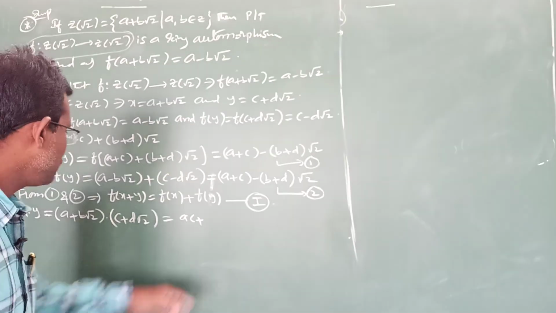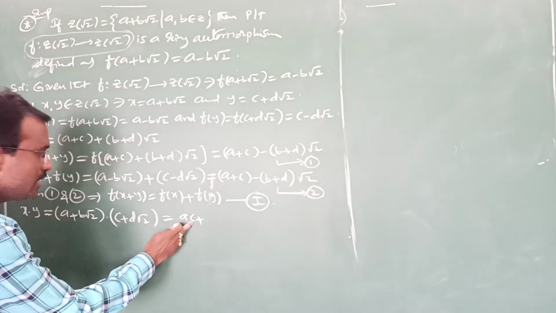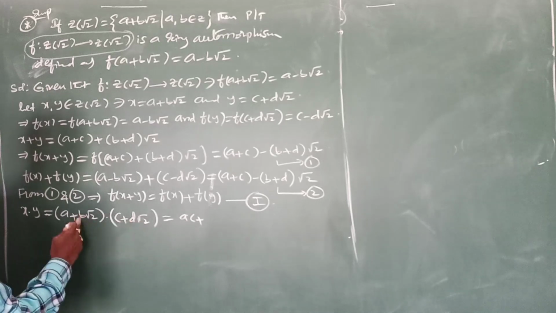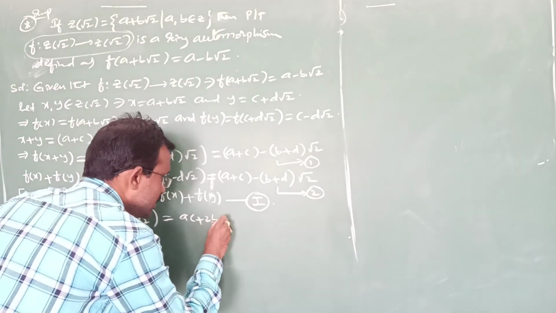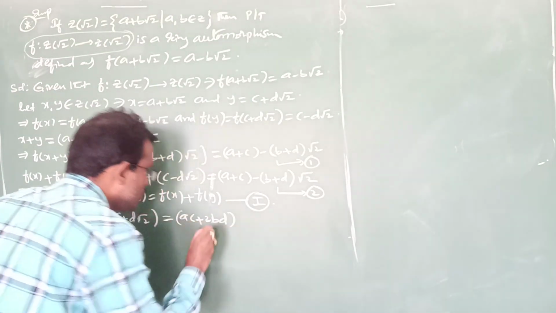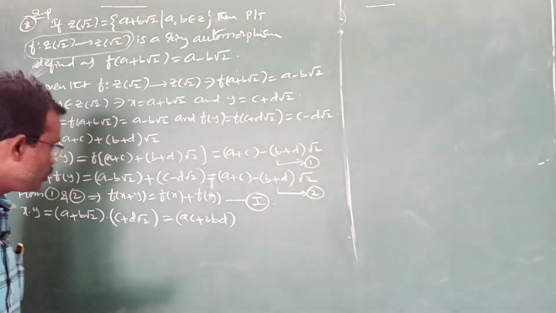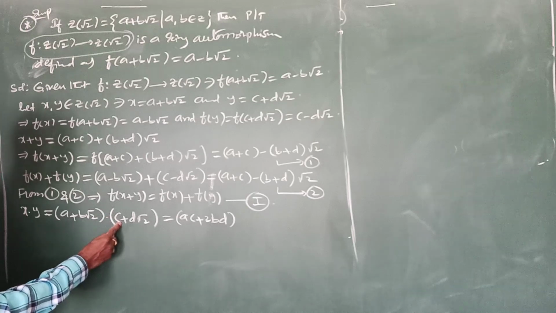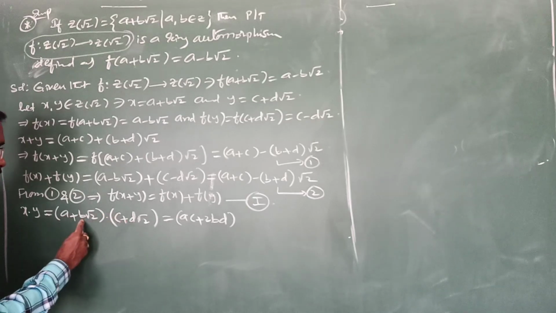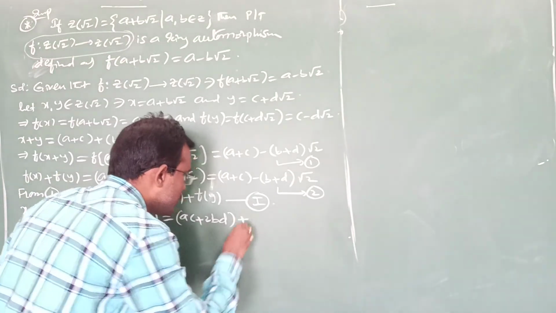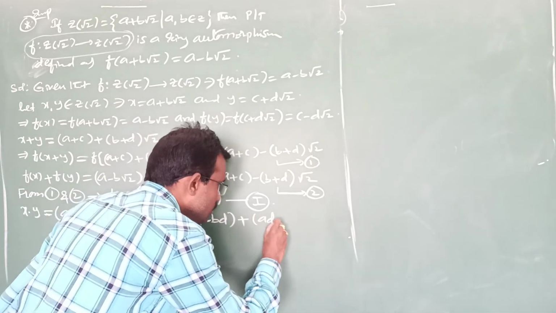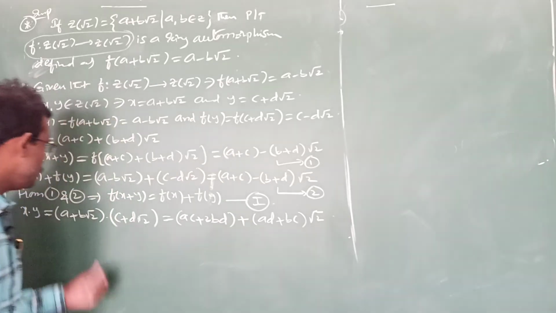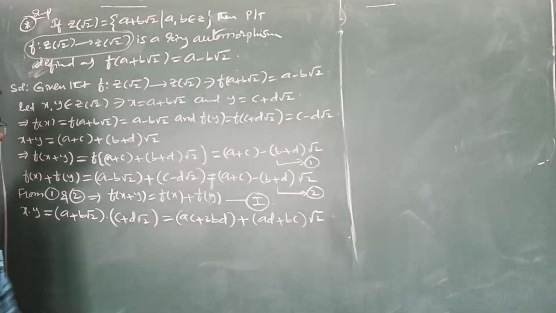Yes, once do this simplification. A into C is AC. Next this one I am writing: root 2 into root 2 is 2, into BD is 2BD. This is free from the root 2 term. Next we are writing the root 2 coefficient. This into this gives a root 2 coefficient, plus this into this gives a root 2 coefficient. Root 2 take outside: AD plus BC, whole into root 2, right? This is your xy simplified form.